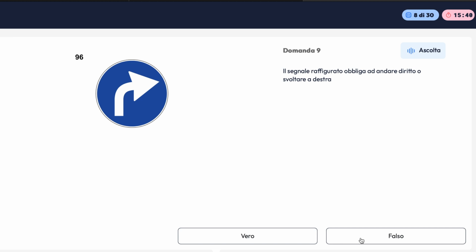Question number 9. Il segnale raffigurato obbliga ad andare diritto o svoltare a destra. The answer to this question here is falso, because the question says this sign tells you to go straight or turn right, which is falso, because this is a sign of preavviso di svoltare a destra. This sign is telling you that at the next junction you need to turn right.